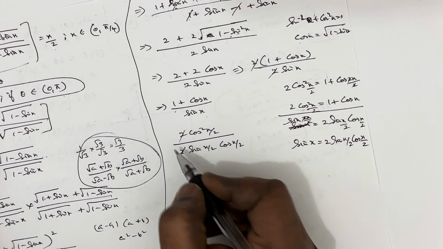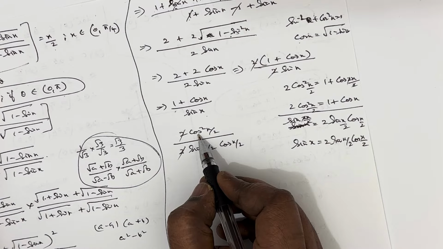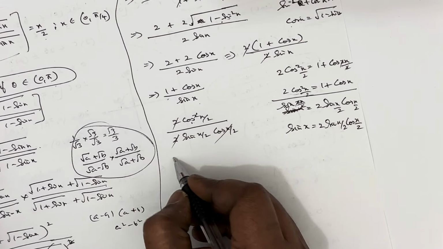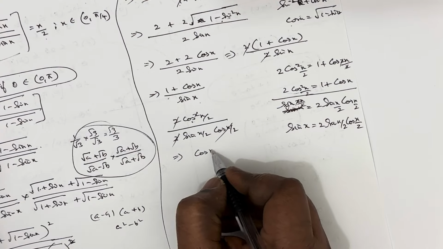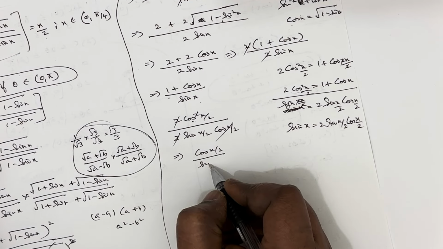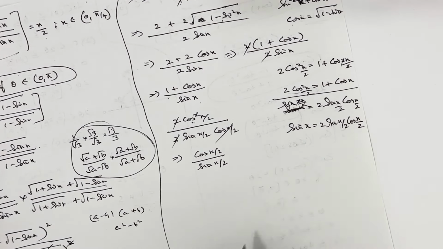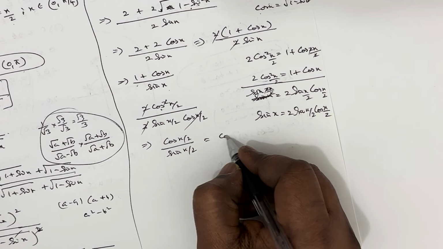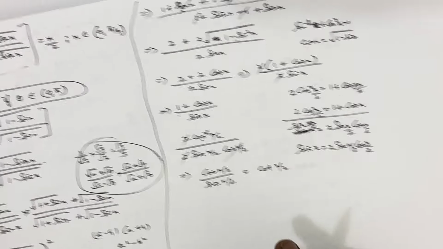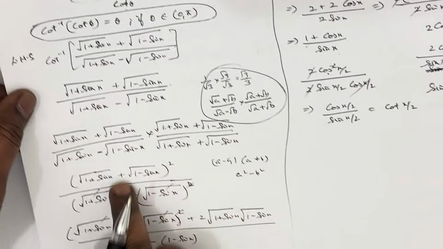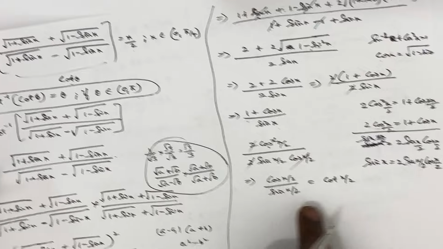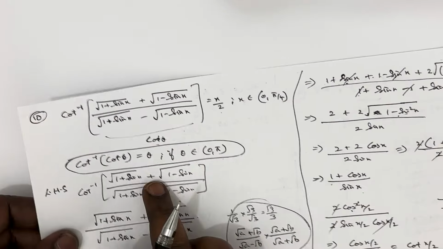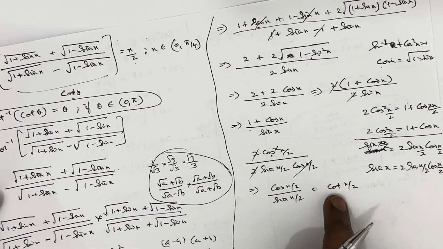Now this 2 and 2 get cancelled. Here 1 cos square, 1 cos and 1 cos here. So remaining will be cos x by 2 and sin x by 2. Now you know that cos by sin is cot, so we can write this as cot x by 2. Now we have simplified this and we have got something which is having cot, so we can replace this with cot x by 2.